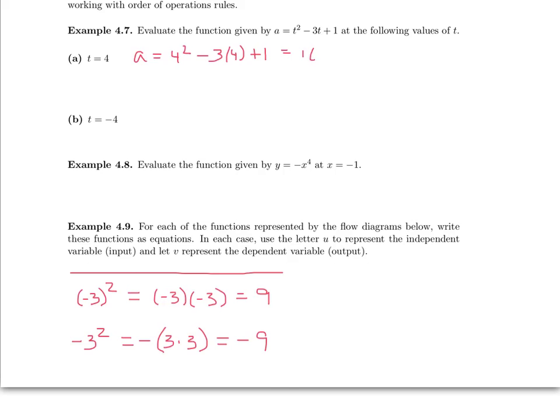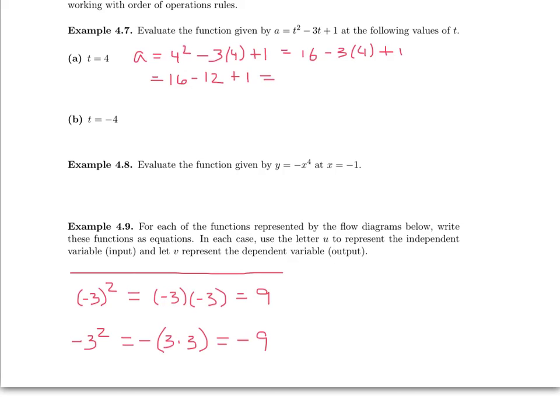Squaring 4 gives us 16, and then we still have to perform the other operations. Next, we go to step 3 in the order of operations. We perform any multiplications or divisions left to right. There's only one multiplication to perform. We have to multiply the 3 and the 4. So we have 16 minus 12 plus 1.